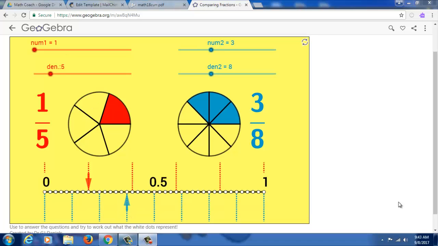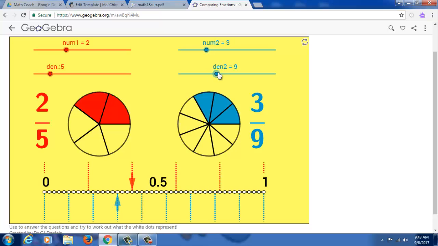Also, some students have some difficulty when they compare two fractions with the same numerator. So for example, I'm gonna change 1 over 5 to 2 over 5, and here I'm gonna increase it to 9 portions, and I'm gonna reduce the numerator to 2. So as you can see, there is 2 here and 2 there. That means I'm comparing 2 over 5 and 2 over 9.